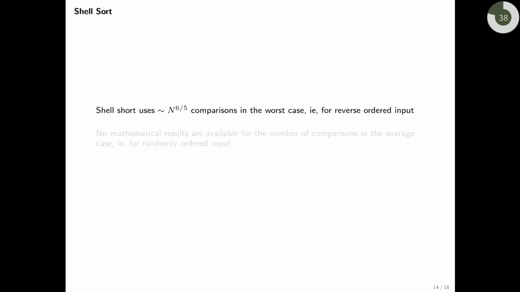Now what's the running time of Shellsort? It turns out that Shellsort uses approximately n to the power 6 over 5 comparisons in the worst case. By worst case, I mean where the input is reverse ordered, meaning it's exactly the opposite of the order that you want. All the elements are in descending order. And when that is the case, Shellsort uses approximately n to the power 6 over 5 comparisons.